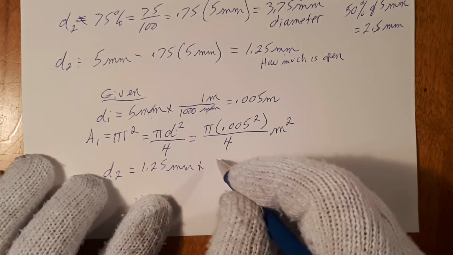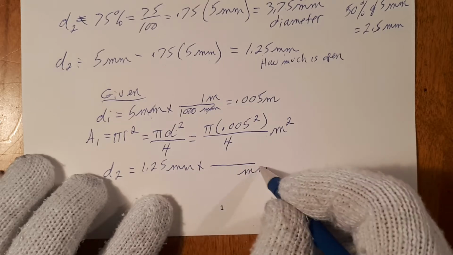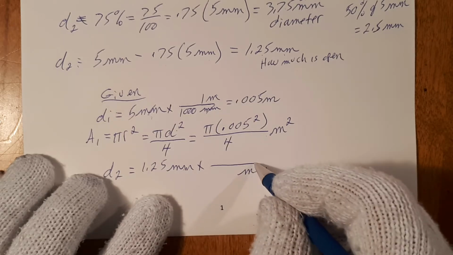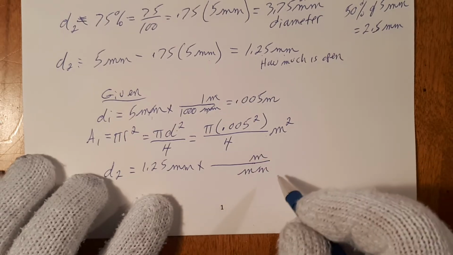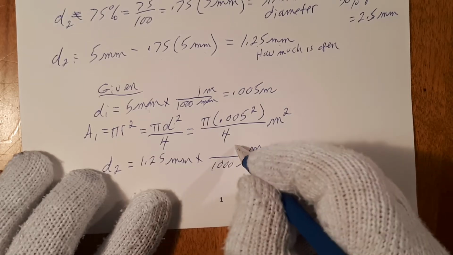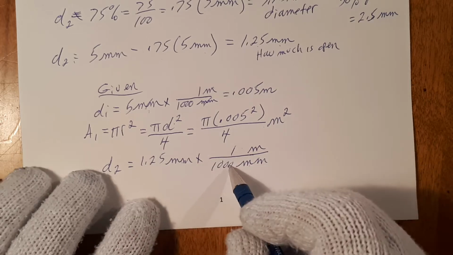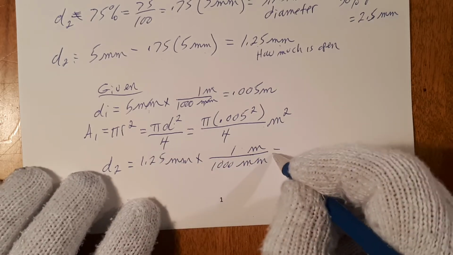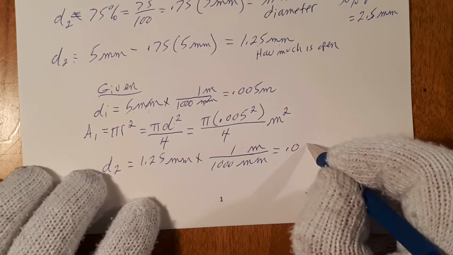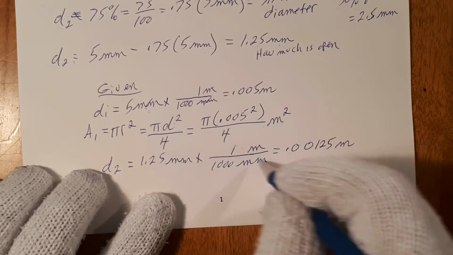And we're going to change that to meters. Follow those units. Millimeters is in the numerator, and this is in the denominator. I want meters in the numerator, and there are 1,000 millimeters to 1 meter. So follow the units and the numbers go for the ride. Dividing this by 1,000 gives 0.00125 meters.